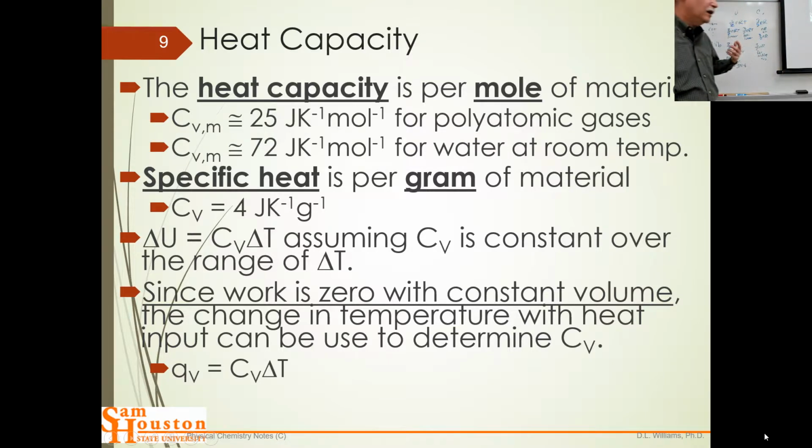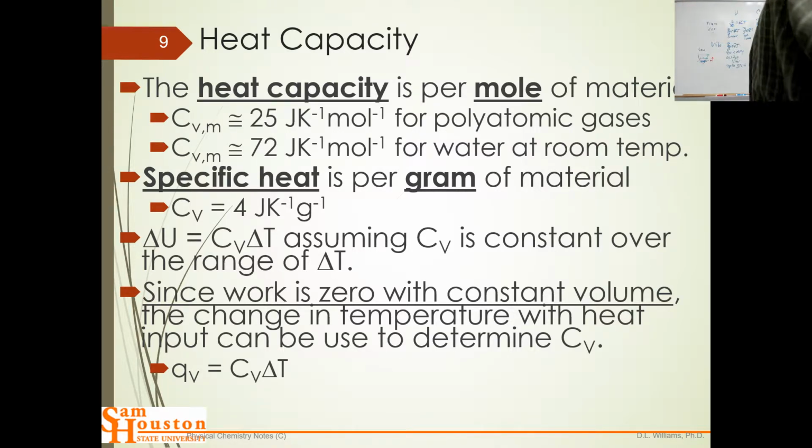And so since, again, work is 0 at constant volume, the change in temperature with heat input can be used to determine the heat capacity at constant volume. So you just look at the change in temperature and put in the heat capacity, and that's how you get the heat value. So we can, again, use the temperature changes to track heat. But it's just difficult to do that in all the ways a system can lose heat. Yes? Is missing mass? Where? Q equals MC delta T.